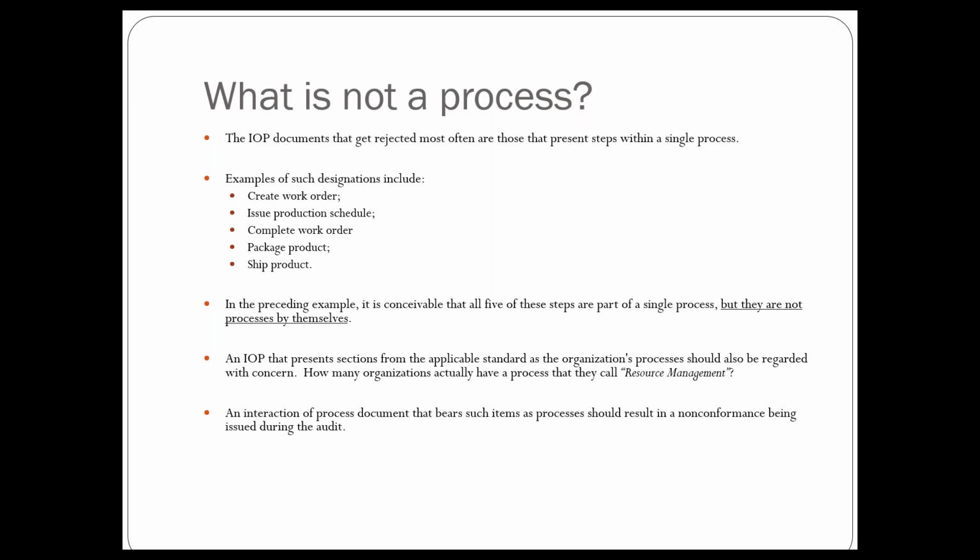We've also had issues, and unfortunately this still persists to this day, where the organization is giving sections from the applicable standard and saying, well, those are our processes. So for example, do you really have a process that you call resource management? No, that's a section within ISO 9001. That's probably not the true name of your process. So an interaction of process document that's presenting these types of issues most likely should be written up with a nonconformance during the audit process.